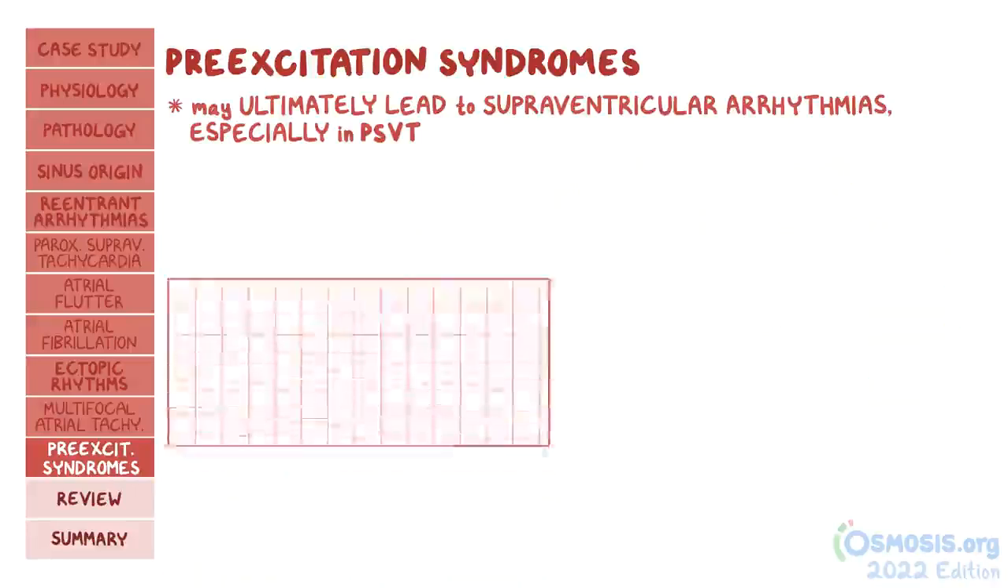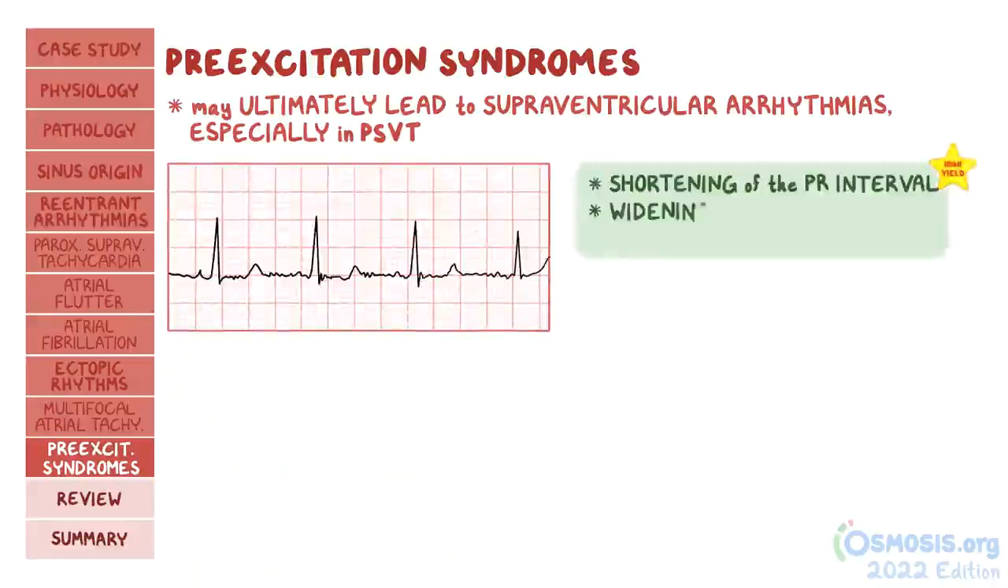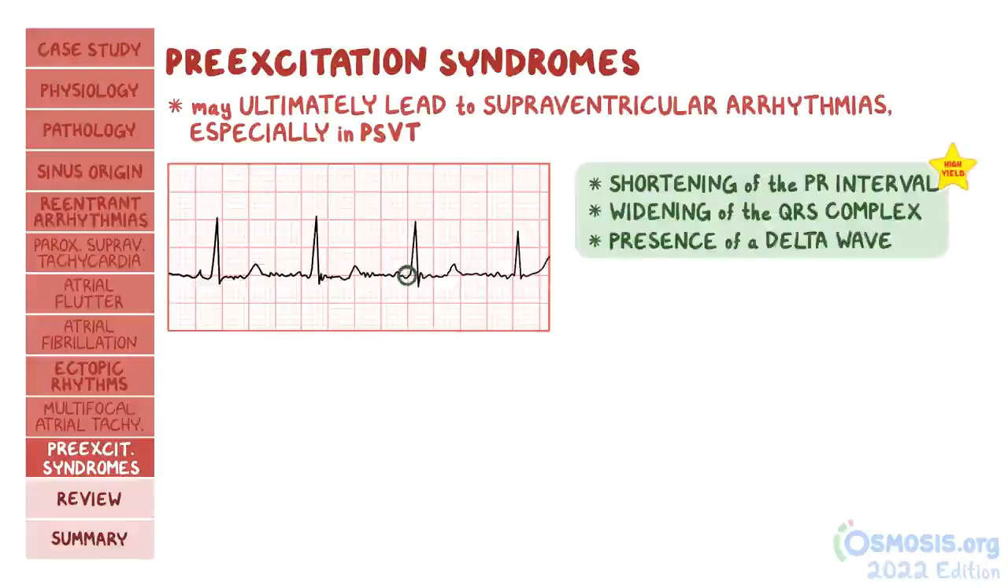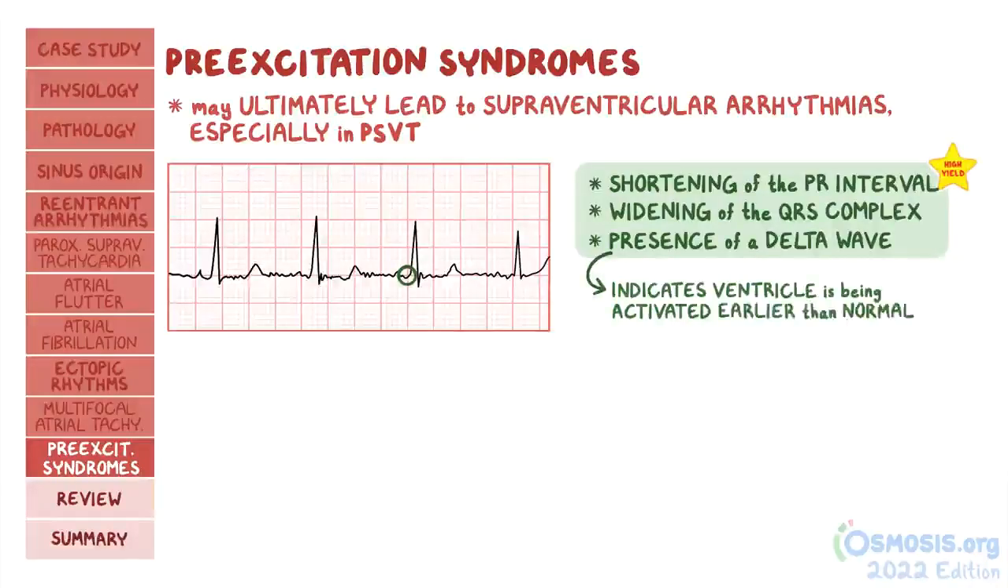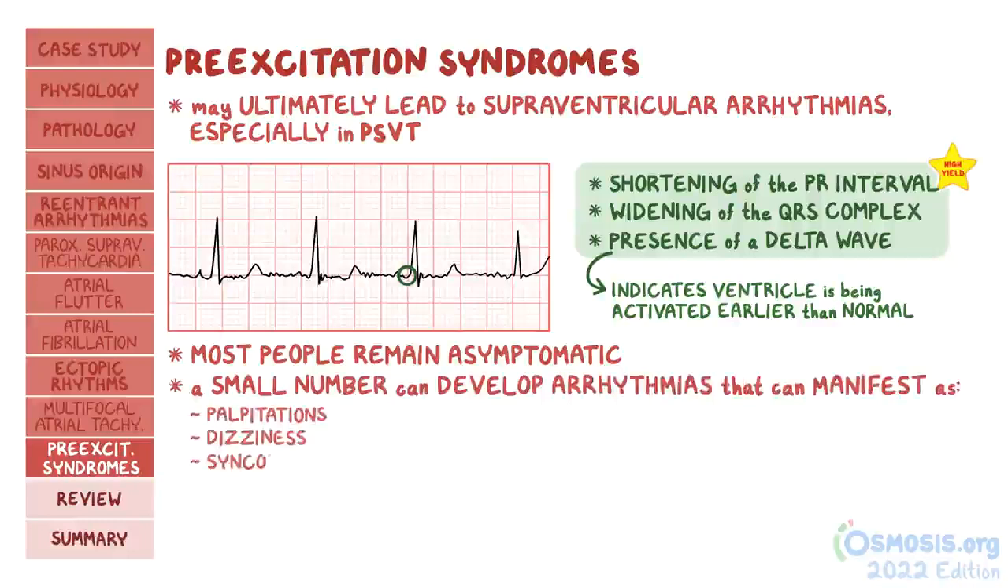The 3 major changes on ECG in WPW are shortening of the PR interval, widening of the QRS complex, and presence of a delta wave, which is an upward slurring of the initial portion of the QRS complex. The delta wave indicates that the ventricle is being activated earlier than it normally should. Now, most people remain asymptomatic despite having this classic ECG pattern, whereas a small number can develop arrhythmias that can manifest as palpitations, dizziness, syncope, and even sudden cardiac death.